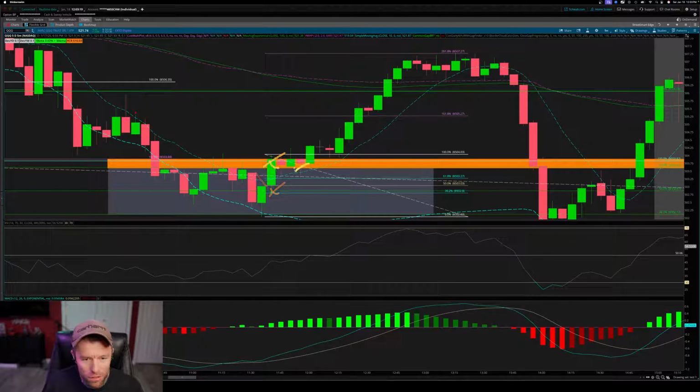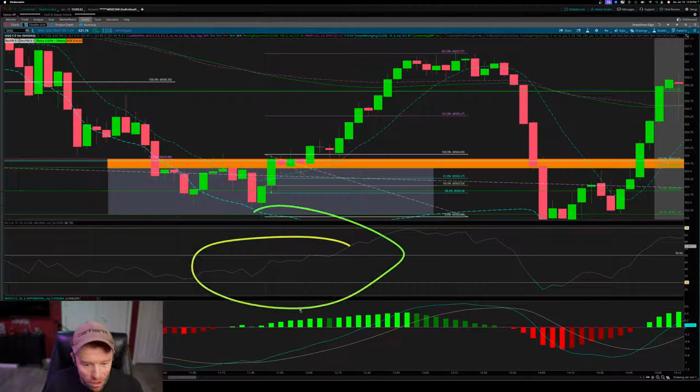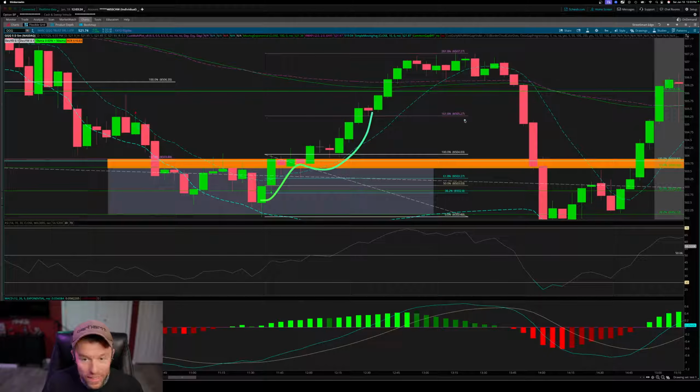1, 2, 3, 4. We're building trend. We're following the RSI and MACD. We're assuming we could at least get up to the 1618. That is our high probability first tag trade.